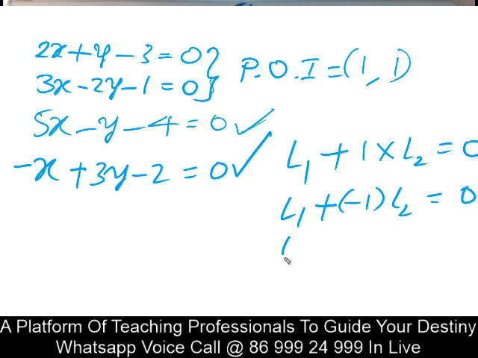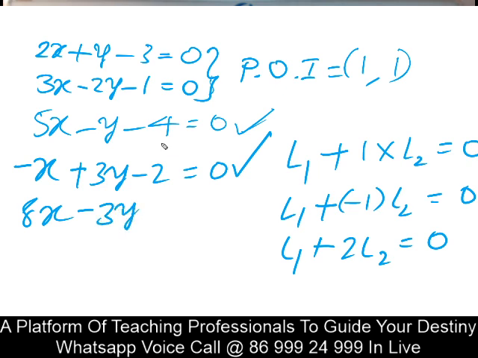Okay. Then you may be saying, sir, why not L1 plus 2L2 equal to 0? Yes, you will get that also. Just see, 2L2 means multiply this: 6x plus 2x, 8x. Minus 4y plus y, minus 3y. Minus 2 minus 3, minus 5, is equal to 0. Check it out: 8 into 1, 8 minus 3 minus 5, 0. Satisfied.